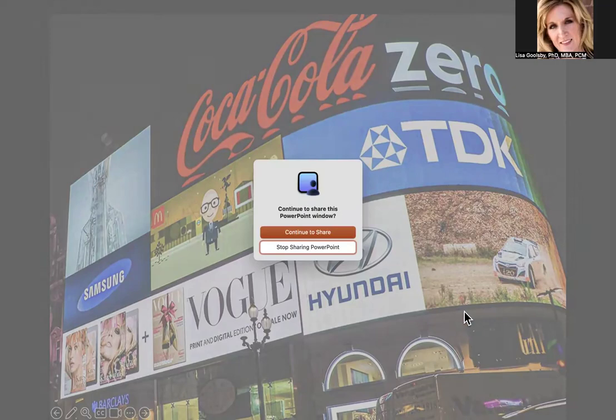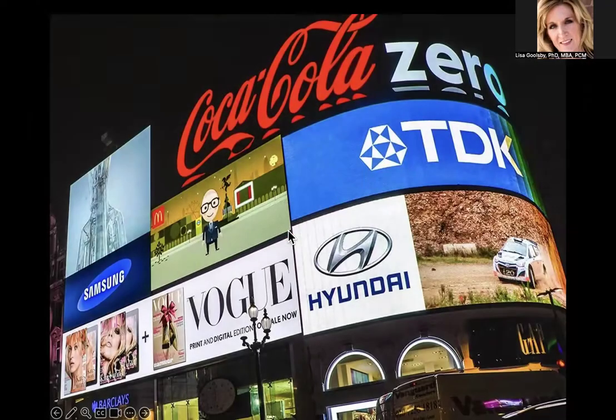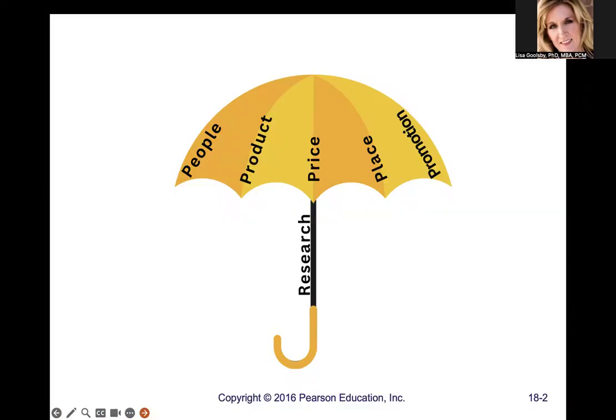Well, welcome to Unit 8. We are going to talk about a lot of things to do with our promotional strategies in this unit. So let's get started. Just a reminder, and I've got my marketing umbrella up here. We've got our marketing mix variables, and that's the umbrella that holds all of our marketing mix variables. We've got people, our customers, the products, price, place, which we discussed in Unit 7.